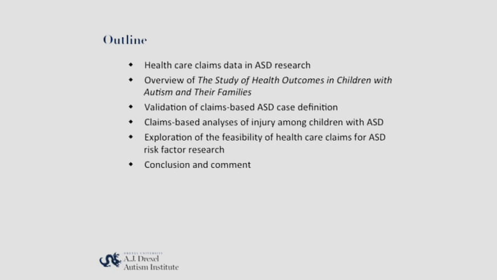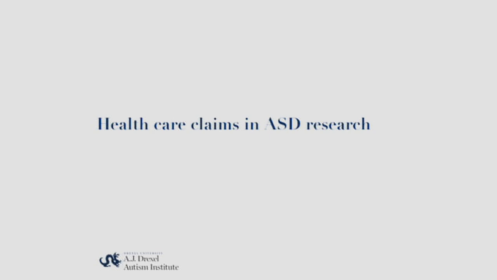And then I'm going to close with some work we did as part of the project that was sort of forward-looking. It was trying to look at this particularly robust claims data set that we had access to and to think about whether or not we could use that information platform to inform studies about autism risk factors. And then I'll make some general comments at the end. So that's the outline. So, healthcare claims in autism research.